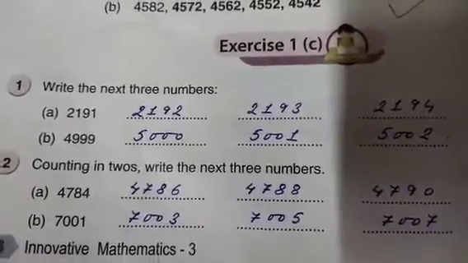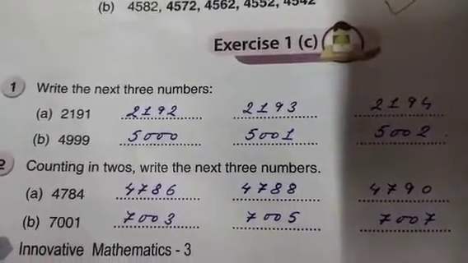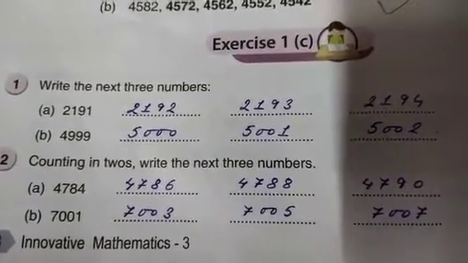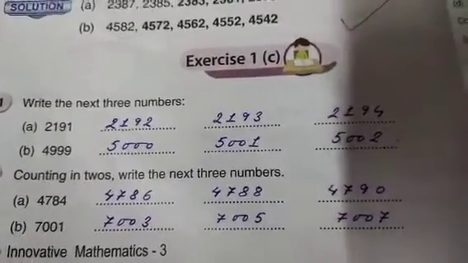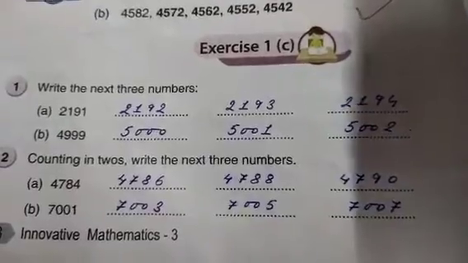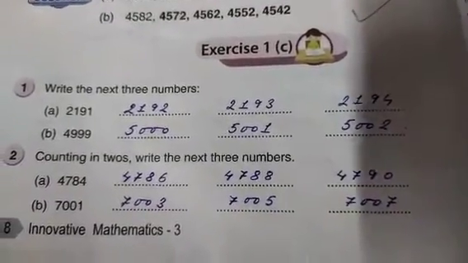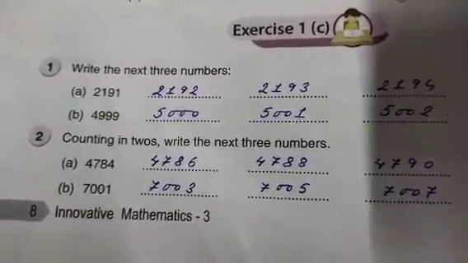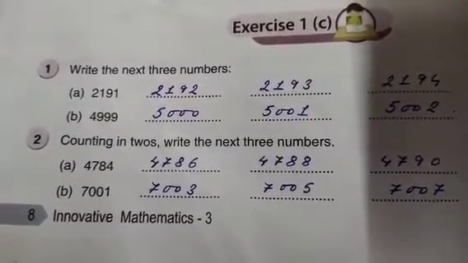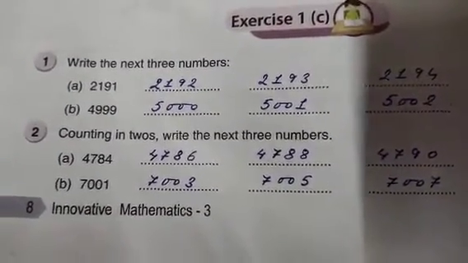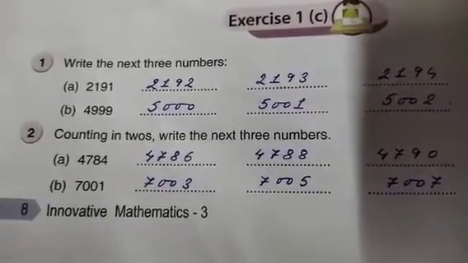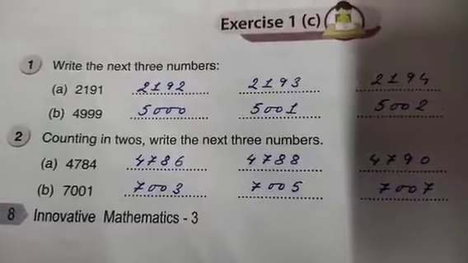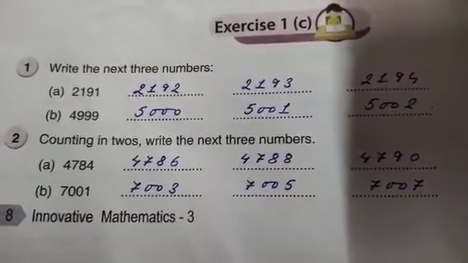For example, the first one is A, 2191. The next number will be, I have written, 2192, then 2193, then 2194. 3 blanks are there. C, 4999. The immediate next number will be 5000, then 5001, then 5002.